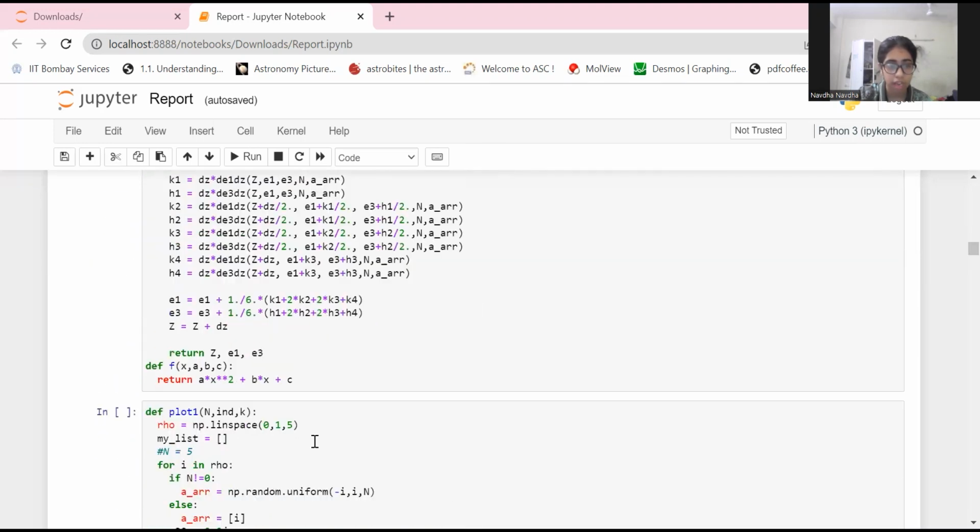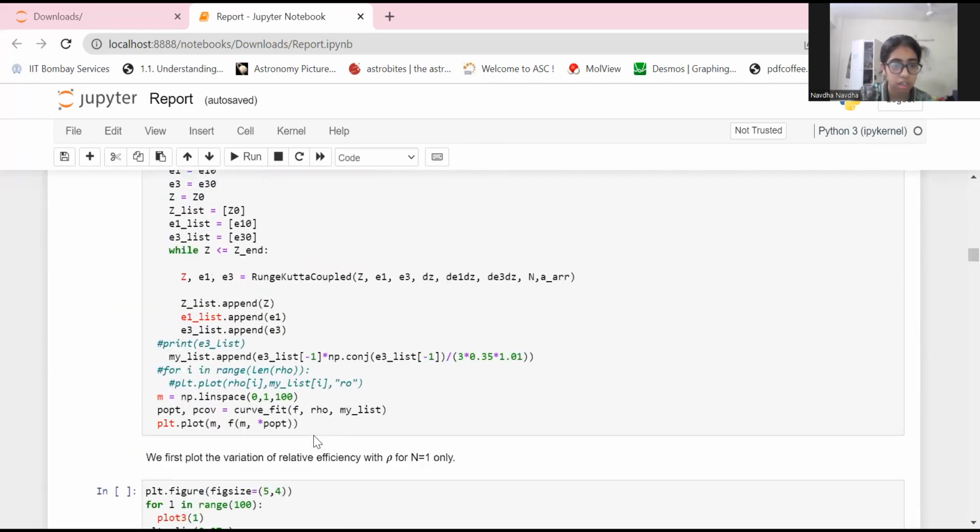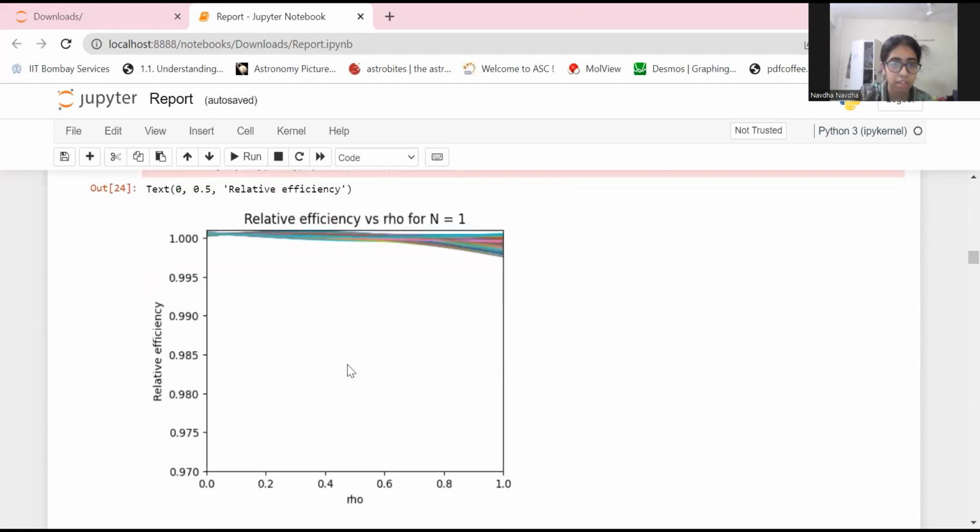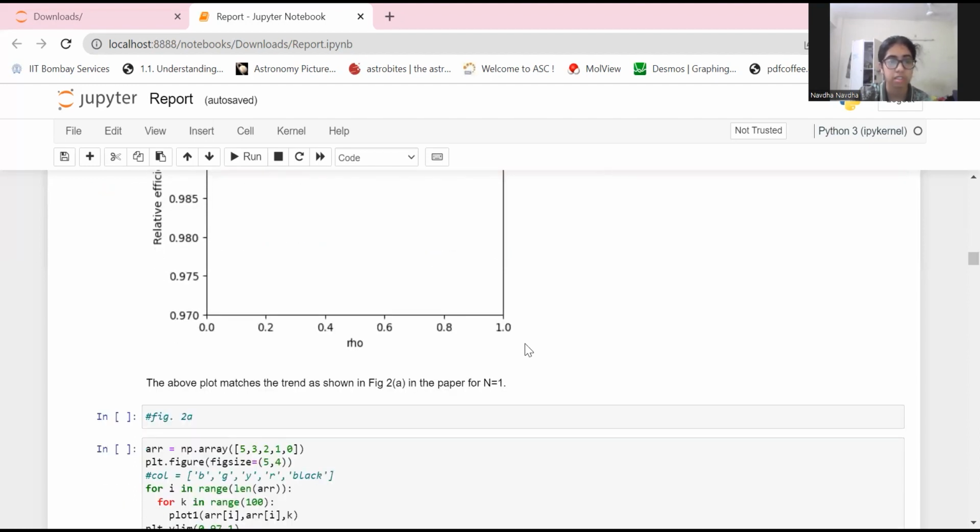So I'll explain the code. First of all, we have plotted just for n equal to 1 just to show that our code works. And here we see the difference in the minimum and the maximum. This is done for 100 simulations, so each curve represents one simulation. This is a random process, so we'll get a spread in the relative efficiency. We see that the spread is even less than 0.5%.